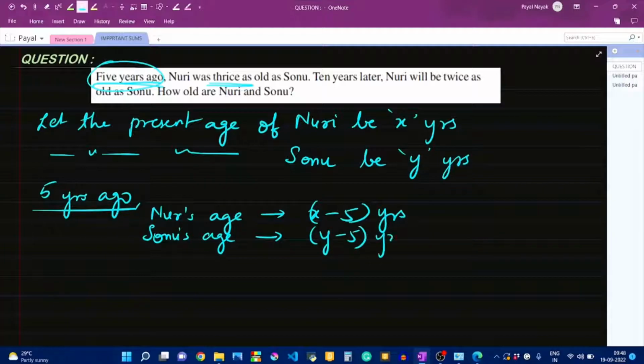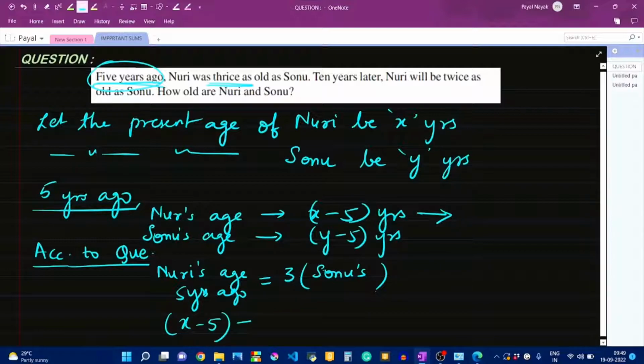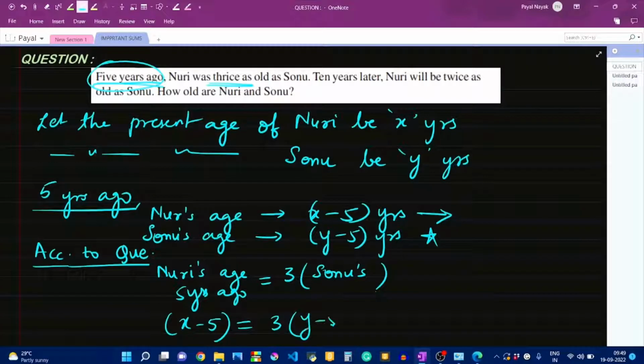So according to the condition, let us see what is the condition that they have given. According to your question, you can say that Noori's age was thrice as old as Sonu. So if you find it difficult to write down the equation in the first step, you can just write it in the word form. So here I can write down Noori's age 5 years ago is equal to thrice as old as Sonu. So it is thrice Sonu's age. So what is Noori's age 5 years ago? It is X minus 5. So X minus 5 is equal to thrice Sonu's age. So what was Sonu's age? It was Y minus 5, right?